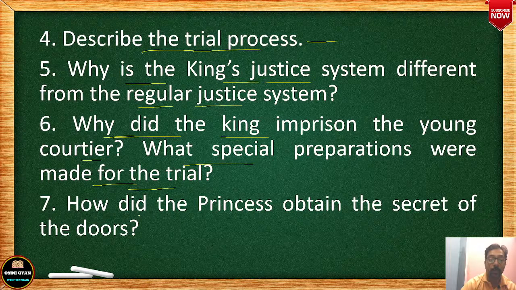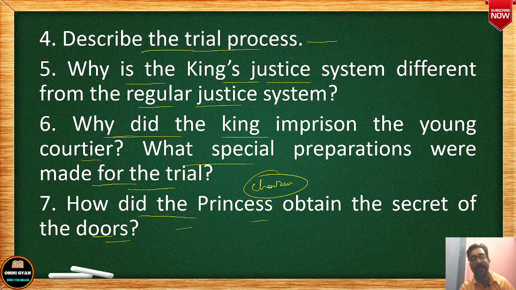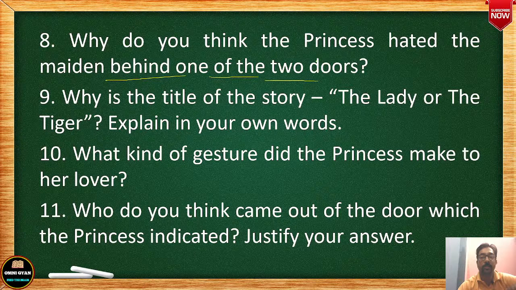How did the princess obtain the secret of her jewels? By dint of her charm and power also. She is the daughter of the king, so she automatically has got some powers. Why do you think the princess hated the maiden behind one of the two doors? It was because that maiden was far more beautiful than the princess. That is why she was jealous of the maiden.